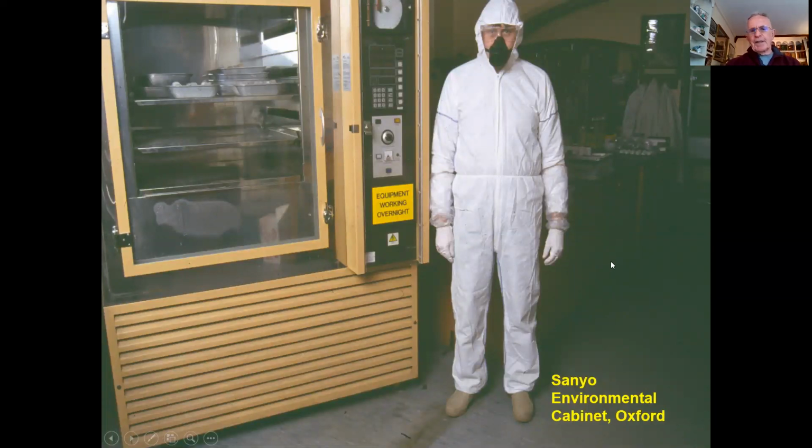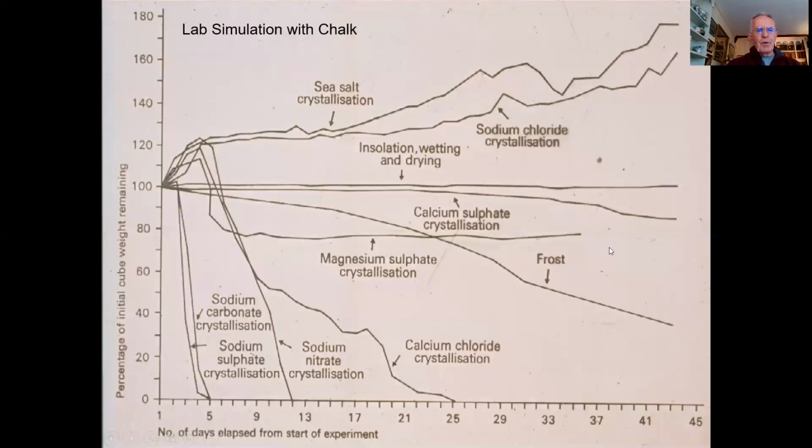And we can simulate the effects of salt getting into the pores of materials in environmental cabinets. You can change the temperature, you can change the salinity, you can change the humidity. You can put blocks of rock or concrete or whatever in the environmental cabinet and see what happens. And sometimes the results are dramatic.